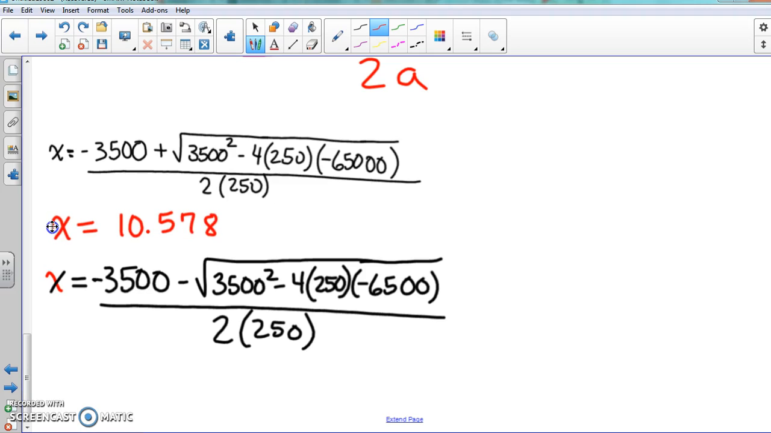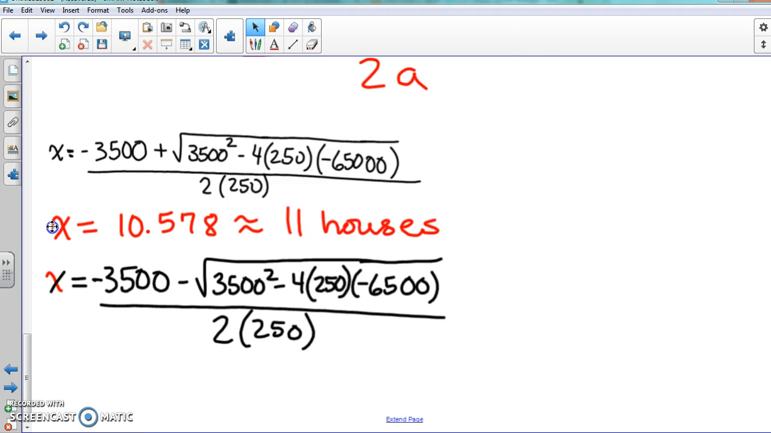So can you even sell a part of a house or half of a house? In real estate, no. You either sell a house or you don't sell a house. You don't sell part of a house. So with that, we're going to round this up and say that's 11 houses. So that's approximately 11 houses that she has to sell in order to be able to get $65,000.